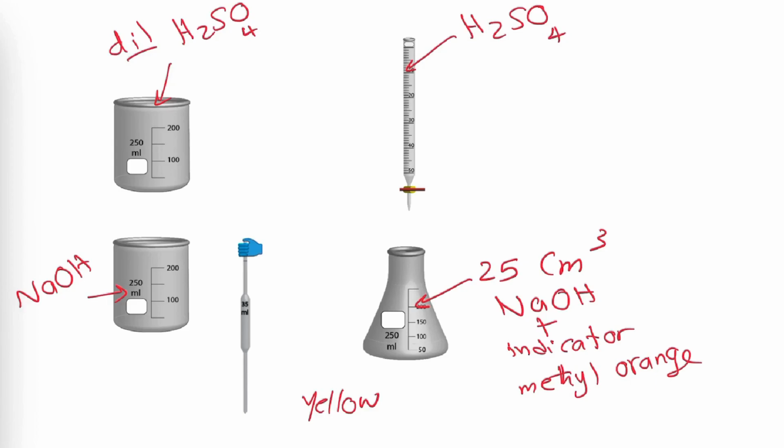The color for methyl orange in a neutral medium is what? It turns orange. So I run the acid from the burette until the color changes from yellow to orange. When the color changes I check the volume. Of course the liquid goes down. I stop at a certain volume, and then I have to record the volume of the acid needed to neutralize the 25 centimeter cube of the sodium hydroxide.